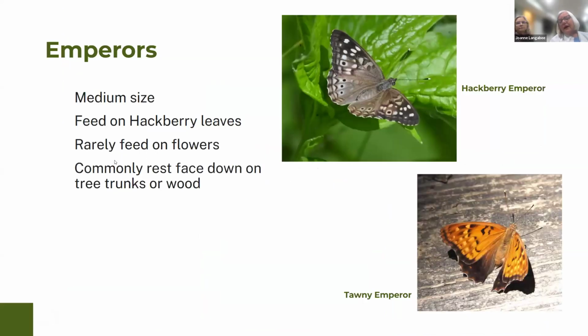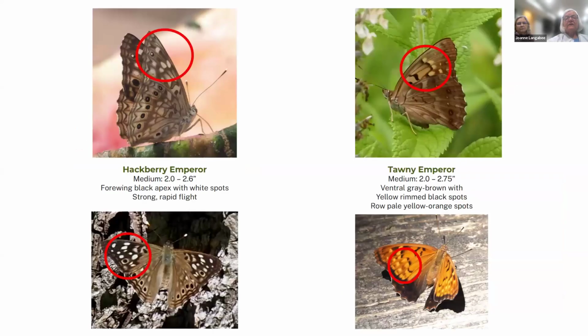Emperors, there are two of them, the hackberry emperor and the tawny emperor. They're medium sized. Both of them, their host plants are the hackberry trees, and they feed on hackberry leaves. They like to land on people because they like your sweat. And they also like to land on wood, and they almost always are face down when they land on the wood. You can see this white bunch there, they're brown with white chips.